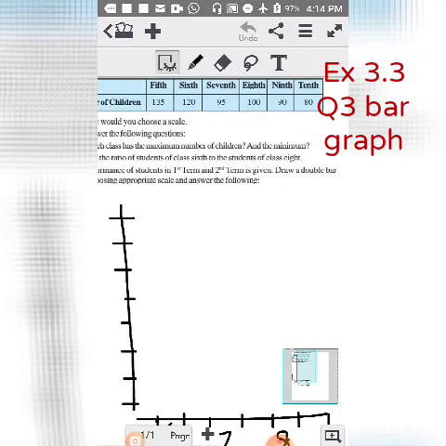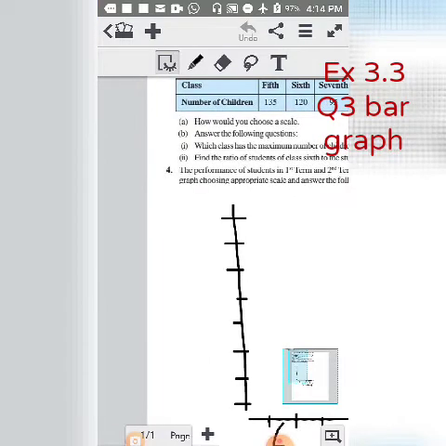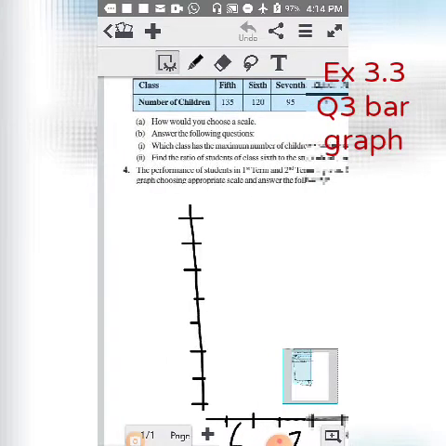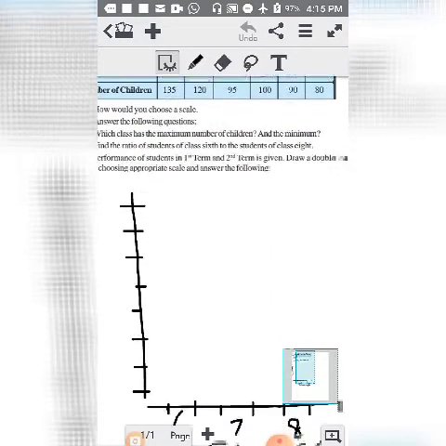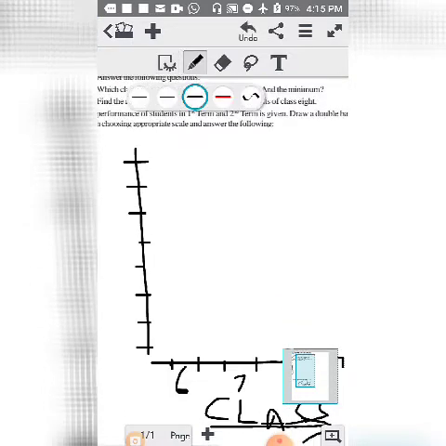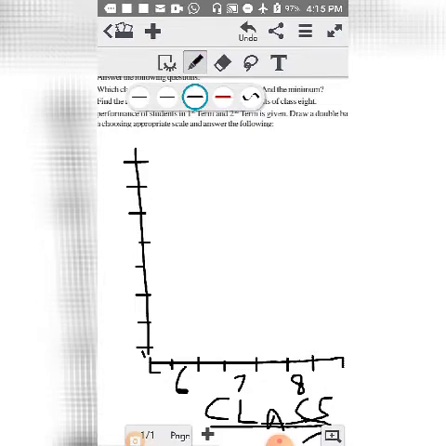The numbers which you have to take are starting from the lowest number, 80, then after that they are multiples. So we can take a suitable scale. It is written, how will you choose a scale? So we can choose any scale method and then we have to answer the following. So what I will do, this part of the graph is considered as 0 because it is the beginning of the left side as well as the top side.